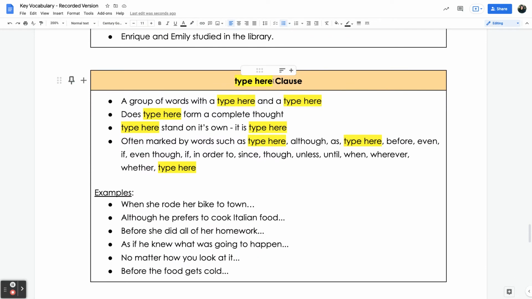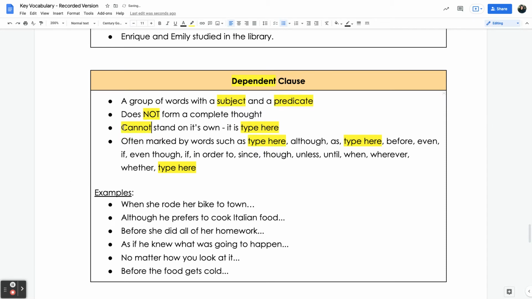Next is dependent clause. A dependent clause is a group of words with a subject and a predicate. So that is the same thing as an independent clause. They are both groups of words with a subject and a predicate. However, they differ because an independent clause forms a complete thought. A dependent clause does not. It does not form a complete thought. And therefore, it cannot stand on its own because it's not a complete sentence.